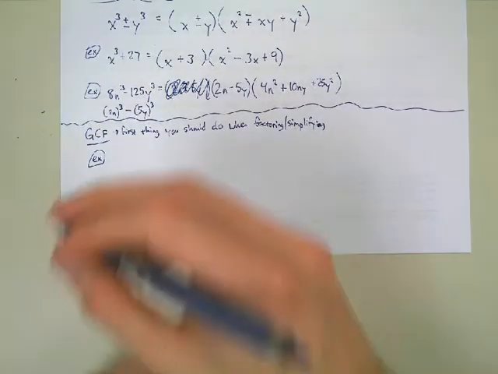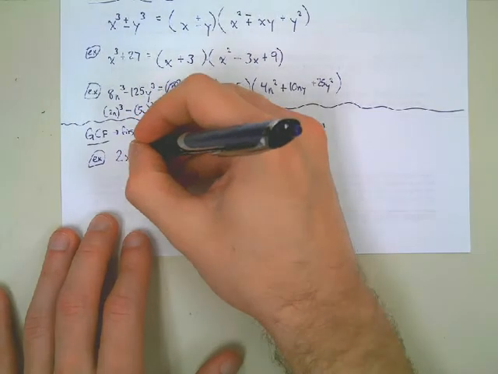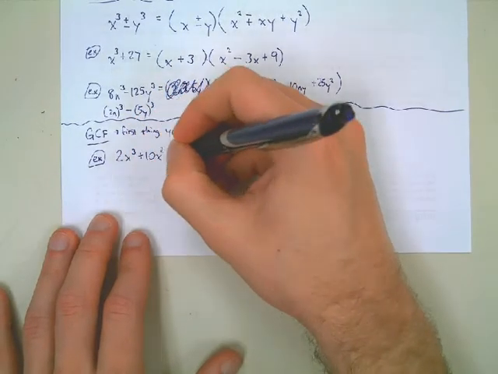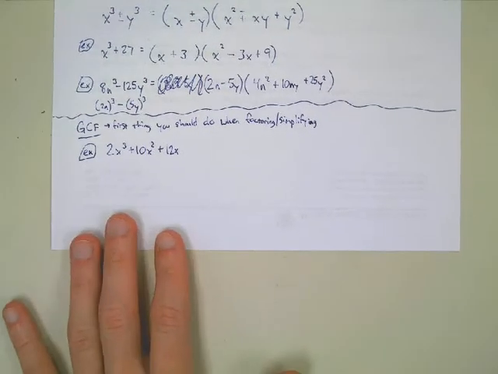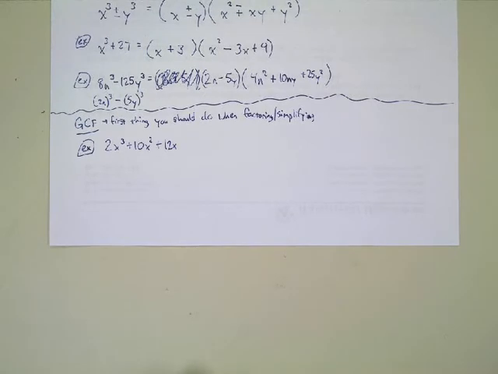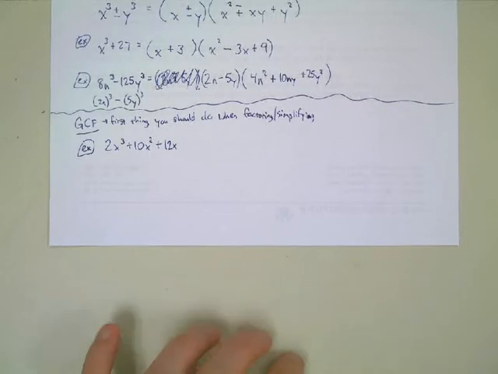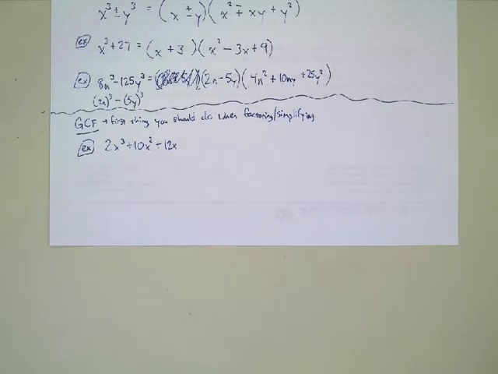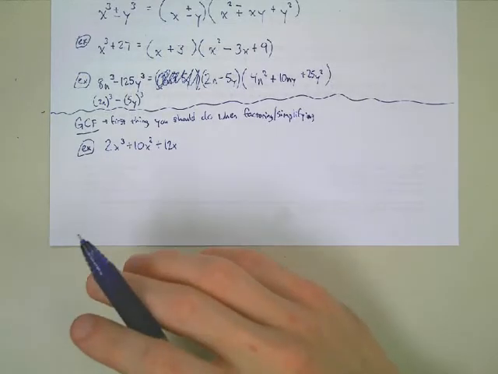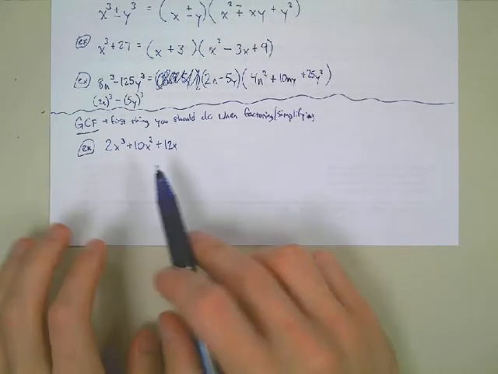2x cubed plus 10x squared plus 12x. Now, the good news about a greatest common factor is that you don't have to pull out the greatest common factor first. So, for example, if you look at this and you're like, oh, all these numbers are divisible by 2, and so you only pull out a 2.